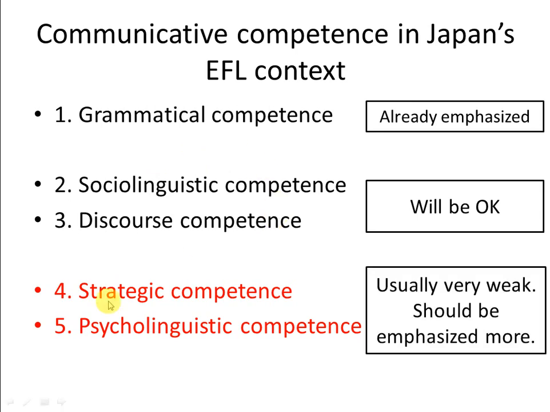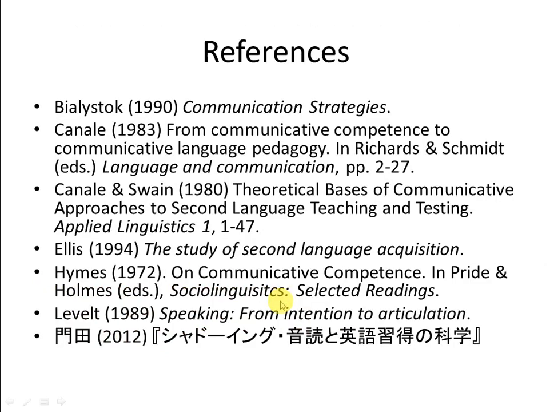But in these two types of competence, people like Japanese are very weak. And I think these should be emphasized more. So we should pay more attention to these. And we should teach students or learners in such a way that they will acquire these two types of competence. And that is not happening yet. So I think these are important. These are the references. Thanks for listening.